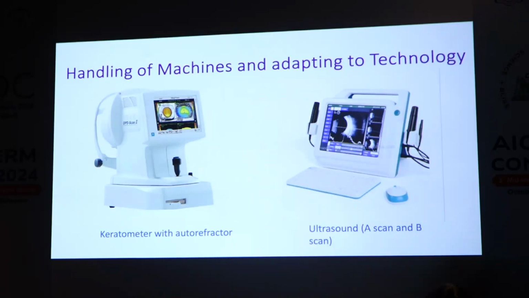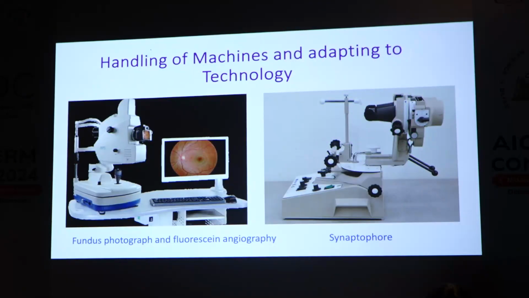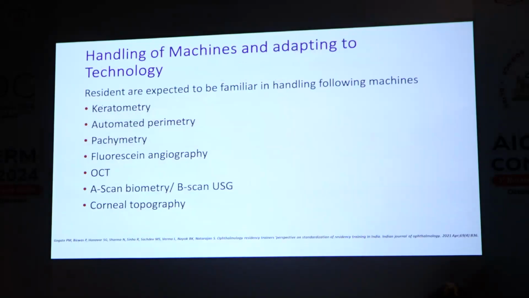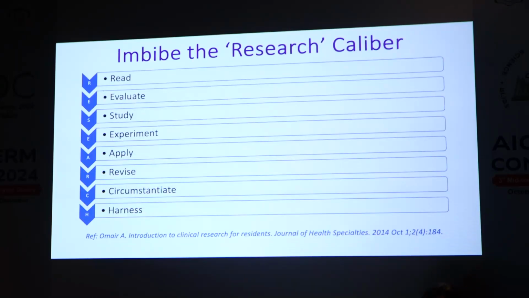Handling of these machines is important, but nowadays the technology has advanced so much that these are more handled by optometrists than by ophthalmologists, but nevertheless we should know the interpretation of these investigations. So again, the residents are expected to be familiar with this, at least keratometry, perimetry, pachymetry, FA, OCT, A-scan, biometry and corneal topography before they leave.